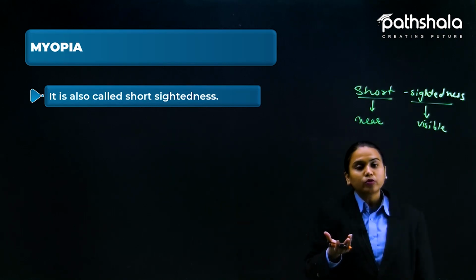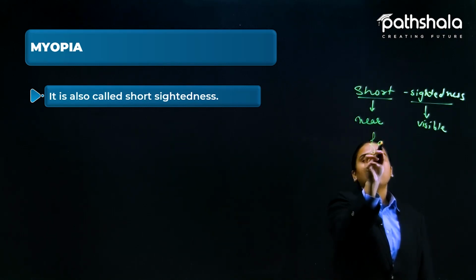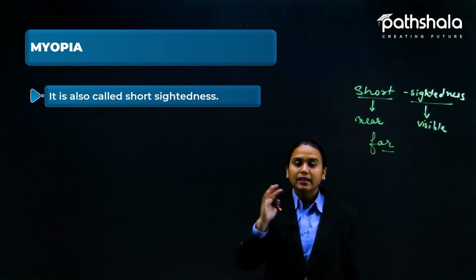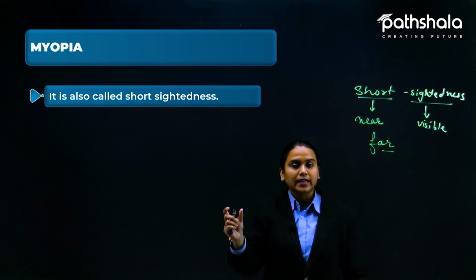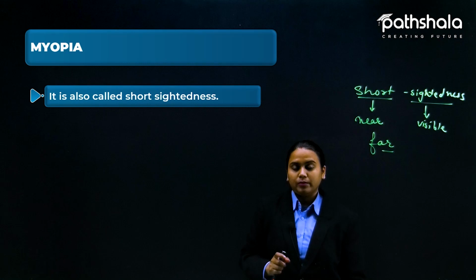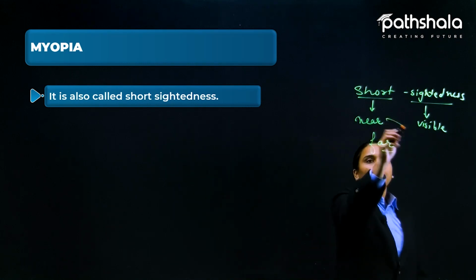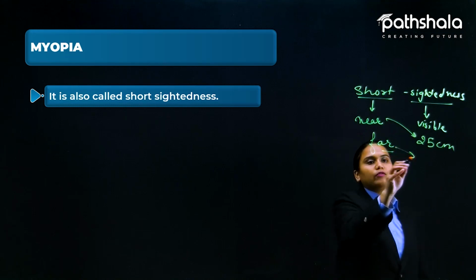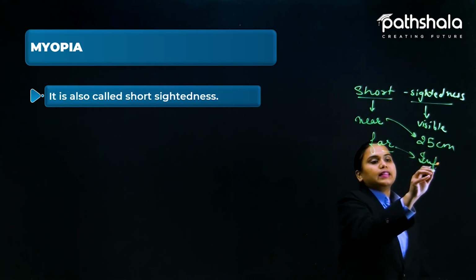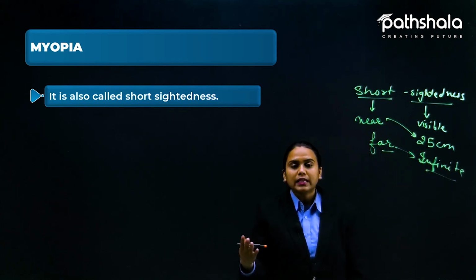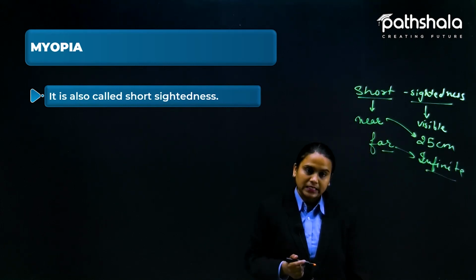What is not visible to you then? Far is not visible to you. That is why it is known as myopia. That gives you an idea that in short-sightedness, near is visible but far is not visible. You know that the near point for us is minimum 25 centimeter and the far point for us is infinite. That means after a certain range you are not able to see things if you are having myopic disease.